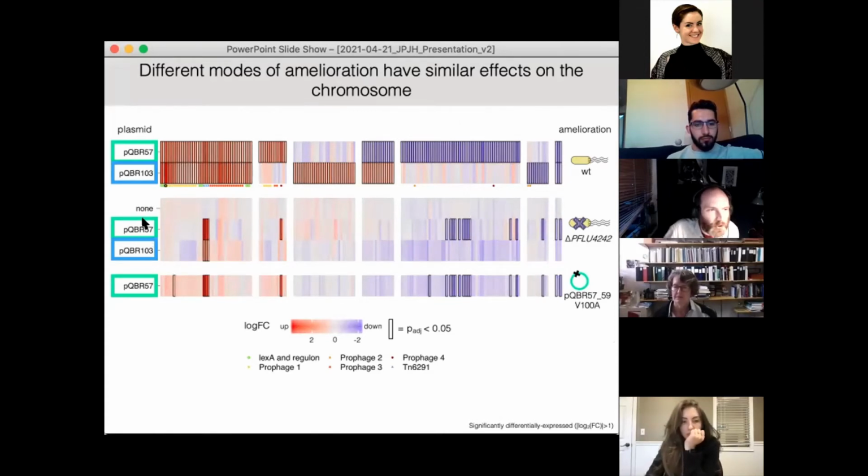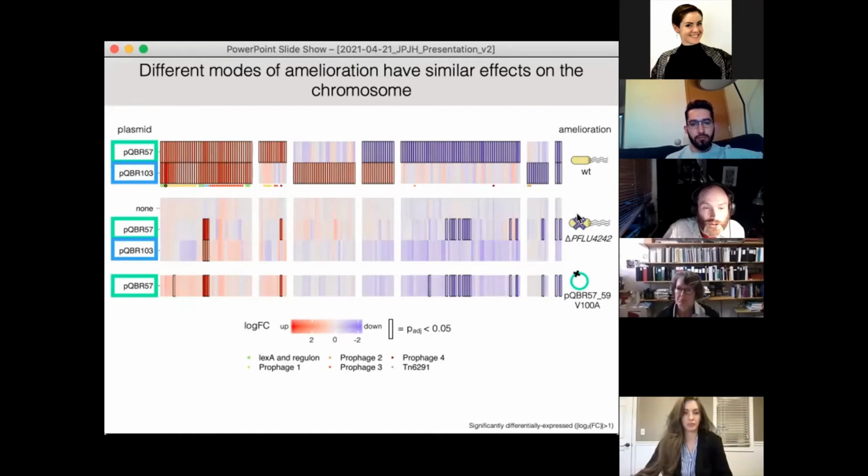The first thing I want to draw your attention to is this line where there is no plasmid and we get the PFLE4242 mutation. What you can see is that there are no differentially expressed genes associated with just knocking out this gene. It has no effect on transcription at all, which is really interesting because it chimes with the fact it has no effect on fitness if we just knock it out by itself.